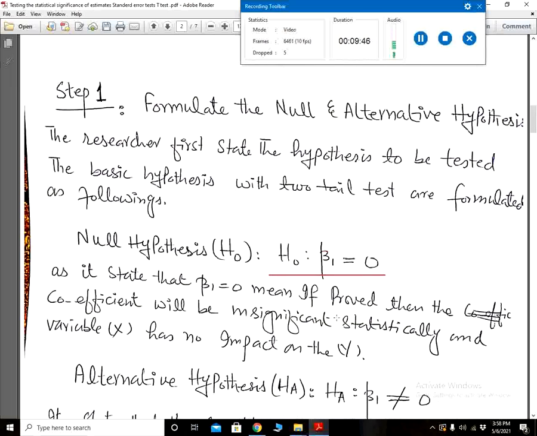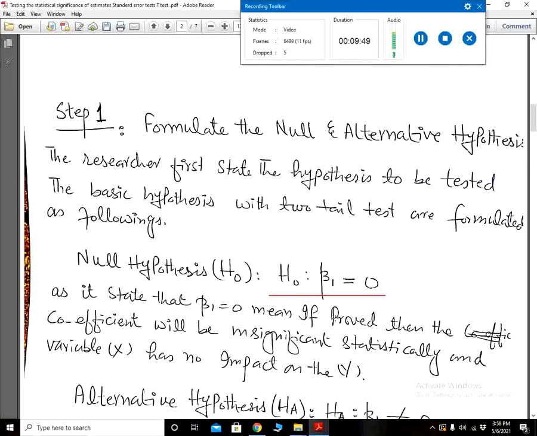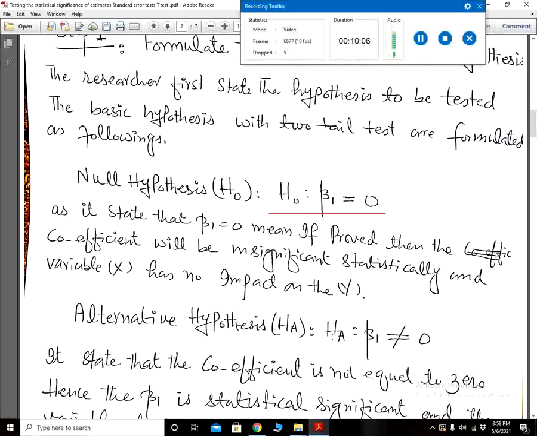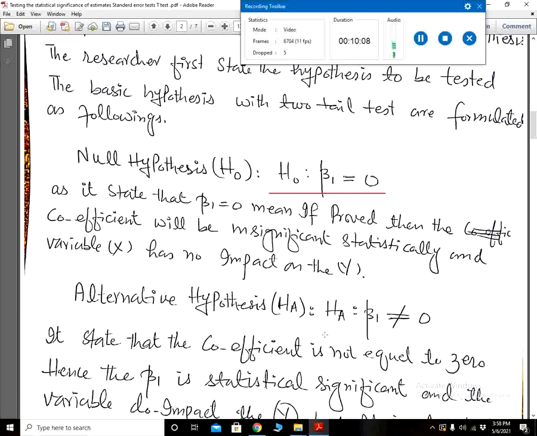Now basically our objective hypothesis is the null hypothesis. This is the criterion hypothesis that we want to reject, and for the rejection of the null hypothesis we will collect evidence through sample data. The alternate hypothesis is HA: beta 1 is not equal to 0. If the null hypothesis is rejected, then there is the alternate hypothesis that we have to accept.